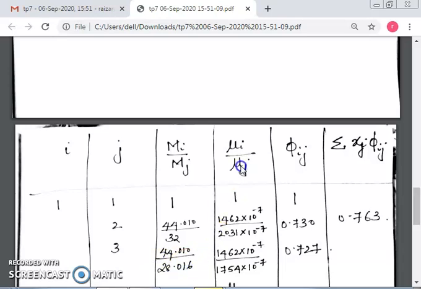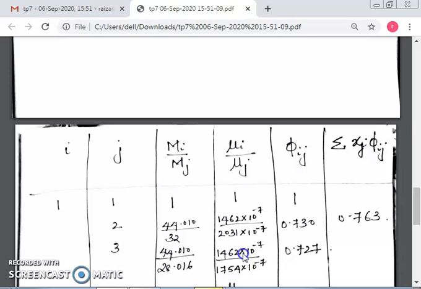So, in a similar way, we can find out the mu i by mu j ratio. So, here mu i by mu j will be equal to mu of carbon dioxide divided by mu of carbon dioxide. It will be equal to 1. Here it is mu of carbon dioxide divided by mu of oxygen. So, find out this value. Next is mu of carbon dioxide divided by mu of nitrogen. So, find out this value also.